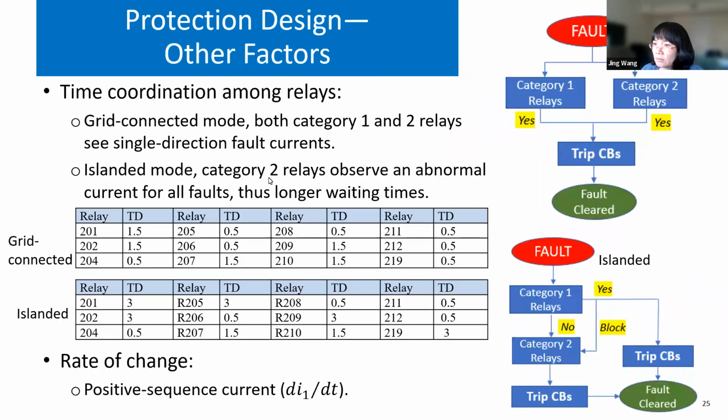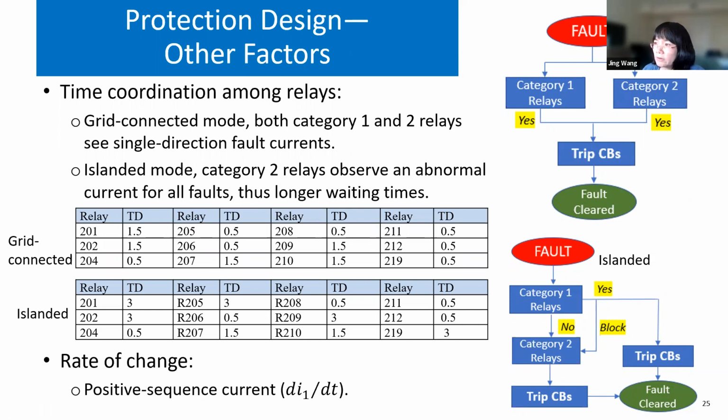We have other factors, the time correlation. For grid connected and isolated mode, time correlation is different. The relays located at the end of the feeder have relatively short time, and if they are connected at the top of the feeder, they have a longer correlation time delay. And in isolated mode, the time delay is bigger because the power flow is more complicated. It needs more time to decide which situation it is or which direction it is. We also use the positive sequence current rate of change to detect the fault as well. So with this, we design the protection.